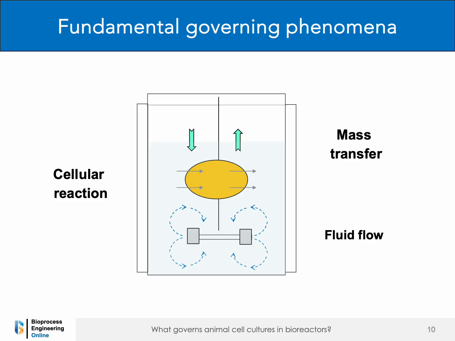In bioreactors, the time-dependent variations in the concentrations of culture components are governed by three fundamental phenomena: cellular reaction, mass transfer, and fluid flow. The primary driver of these concentration changes is cellular metabolism, specifically the rates at which cells consume substrates, grow, and produce metabolites and recombinant proteins.